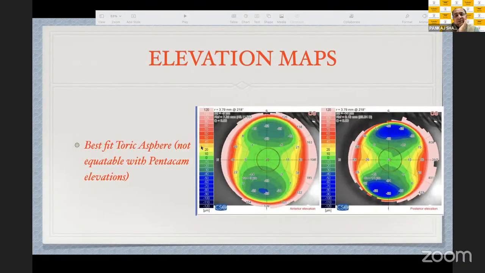Now, the elevation map of Sirius is totally different from the elevation map of Pentacam. Pentacam will always take a best fit sphere, unless you feed into it that you want to take an ellipsoid. In Sirius, it will always take a best fit toric aspheric, that is a toric ellipsoid. So real elevations are not derived from a Sirius, and you don't need to go into detail about the elevation. It will just have an elevation subtraction or the delta Z. And this delta Z here is written like it is 3.79 millimeters at 218, the same place over here.